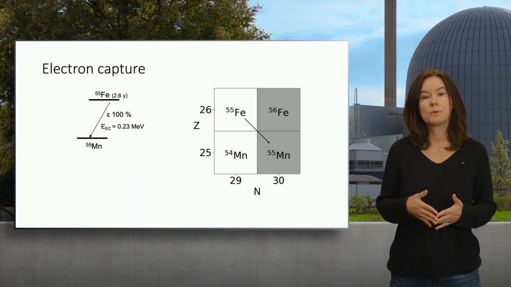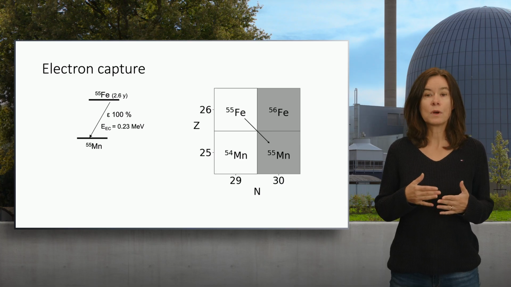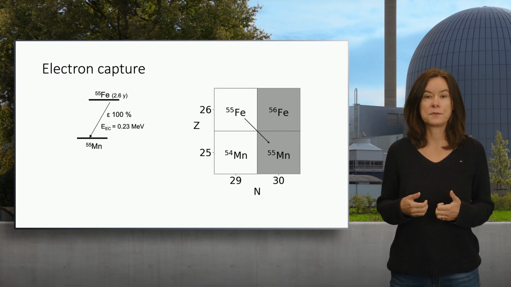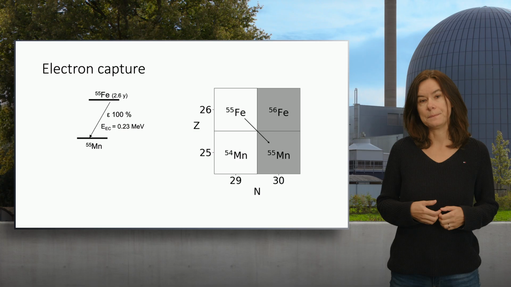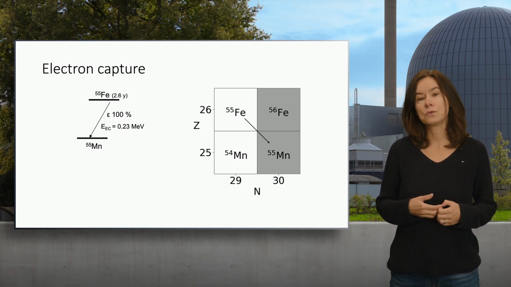Here you can see an example of a nuclide that decays primarily by electron capture. Since one proton is removed from iron-55 to be converted to a neutron, Z is reduced by 1, while the mass number remains the same. This corresponds to a step down to the right on the nuclide chart.